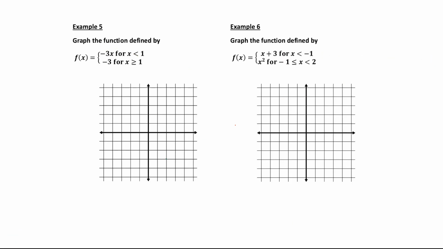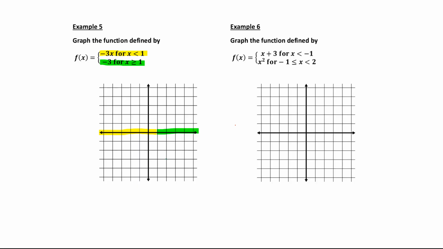Okay? We want to graph the function defined by this piecewise function. f of x is equal to negative 3x for x less than 1, and negative 3 for x greater than or equal to 1. So what we have to do to graph this is we just have to look at the two intervals that we're talking about here. We're looking at the interval where x is less than 1. That means all these areas over here on the left of 1. And then the other interval we're looking at is x greater than or equal to 1. And that starts at 1 and goes up. So what does the graph look like on those intervals?